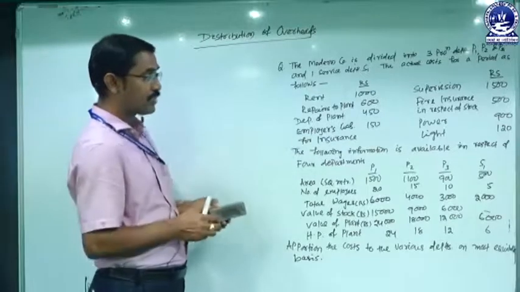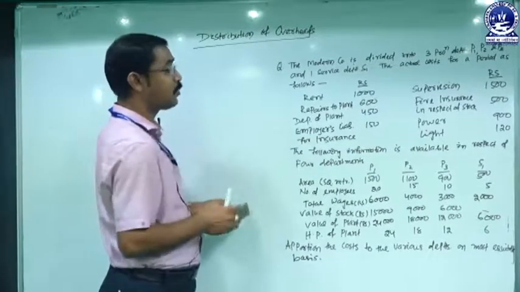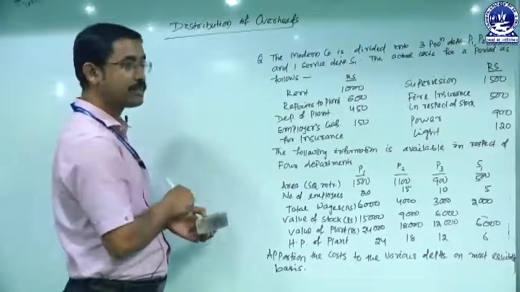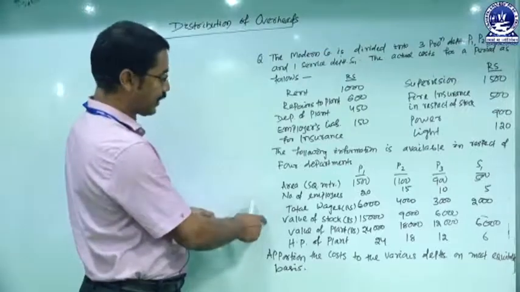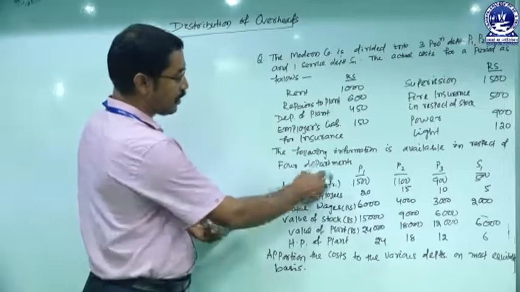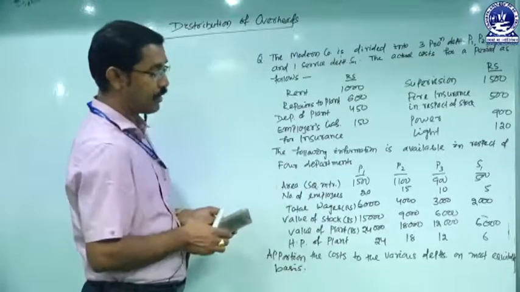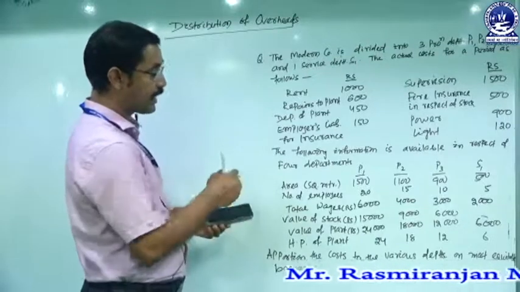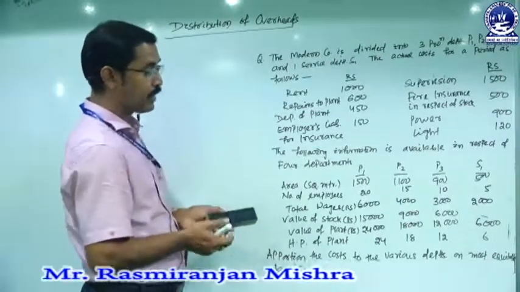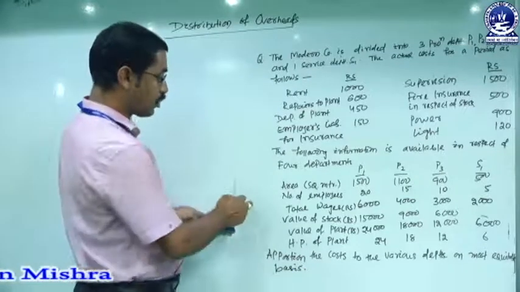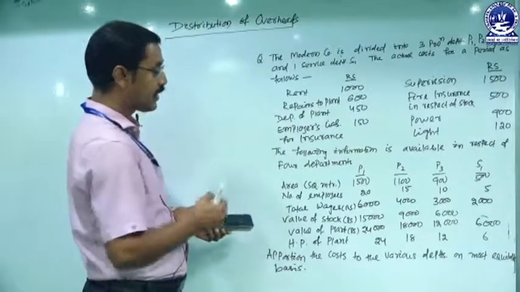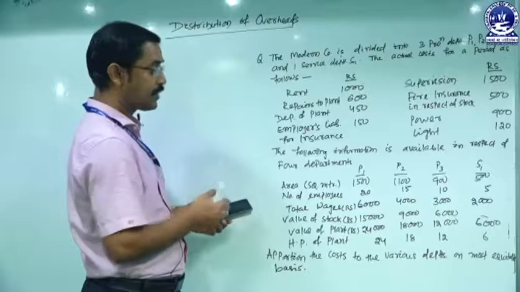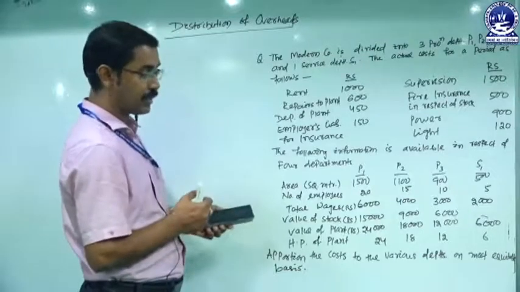The following information is available in respect of the four departments, the production departments P1, P2 and P3 and one service department S1. So the bases are there. Area in square meters: P1 1500, P2 1100, P3 900 and S1 500. Number of employees: P1 20, P2 15, P3 10, S1 5. Total wages in rupees: P1 6,000, P2 4,000, P3 3,000, and service department 2,000.